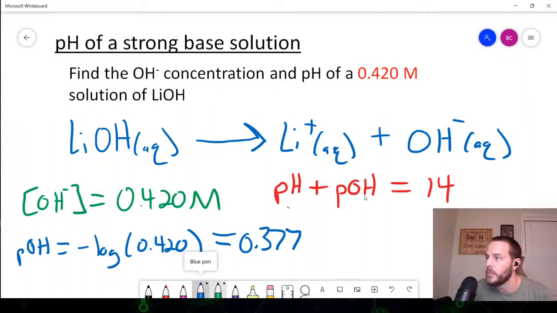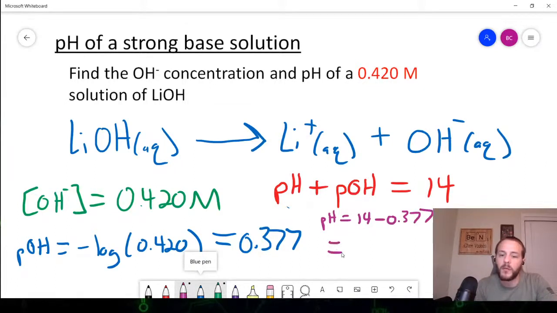So if the sum of pH and pOH is 14, then that means that, I'll do this in purple, pH is equal to 14 minus the pOH. And again, we just calculated the pOH. 14 minus 0.377, right? I used the wrong shade of purple here. So 14 minus 0.377, that's simply going to be 13.623. So that is our pH, right?